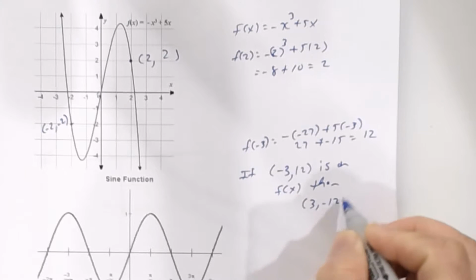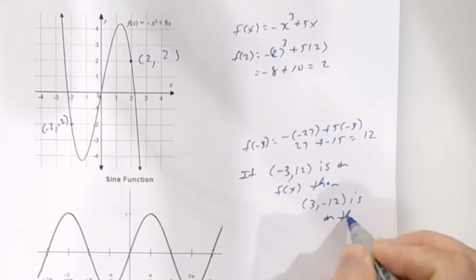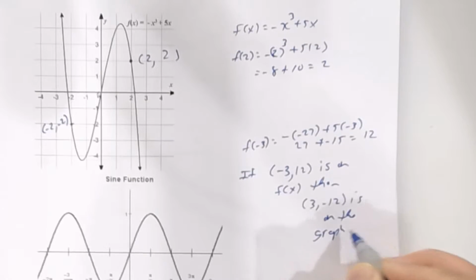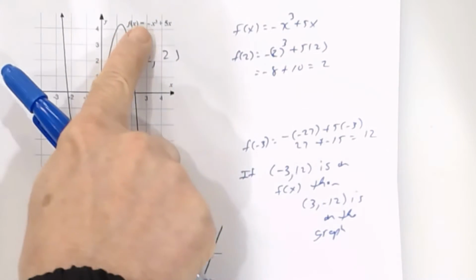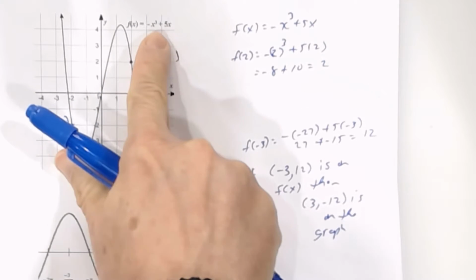Then 3, negative 12 is on the graph. All right, and it is. All right, so we saw that yesterday. Remember, we're talking about this function here, which is represented by this expression.